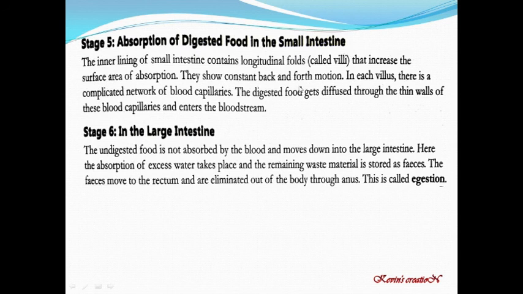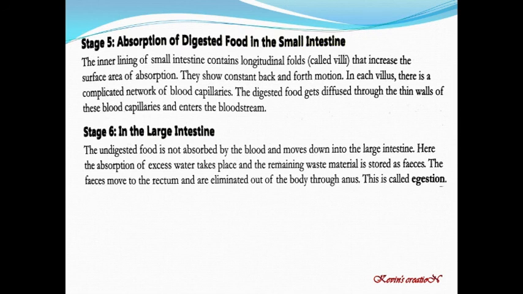In each villus, there is a complicated network of blood capillaries. So what happens? The digested food gets diffused through the thin walls of blood capillaries. That means whatever food is digested is taken to the blood stream. It gets mixed with the blood.